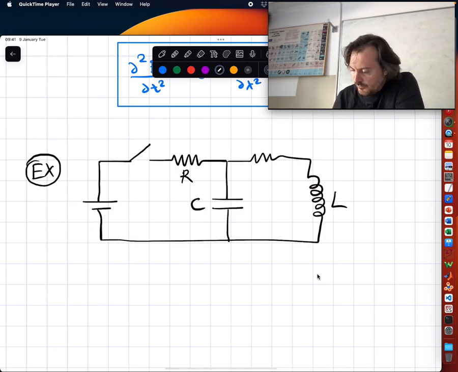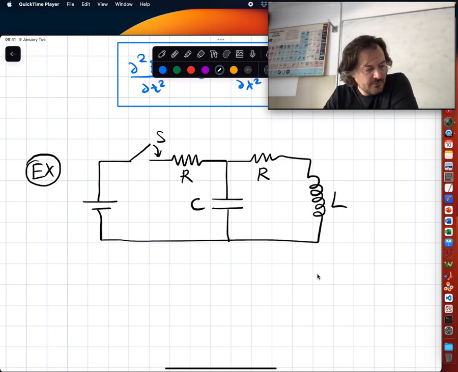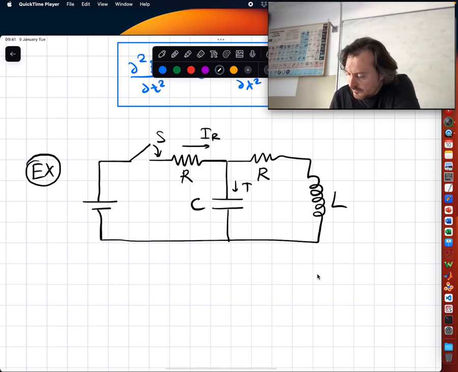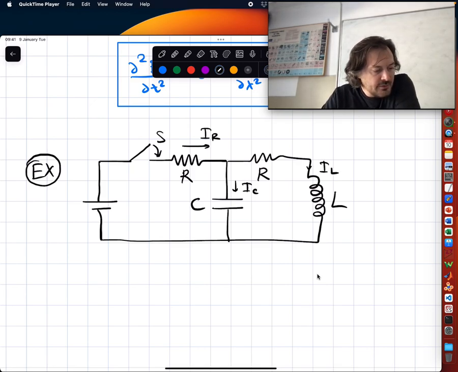Maybe you have already solved this problem because it is on the physics department website. So consider the circuit in the figure with the capacitor initially uncharged and switch S closed at time t equals 0. Find currents IR, which is this one, IC, and IL right after the switch is closed at time t equals 0. Do you understand the question? Does everyone understand the question or not?